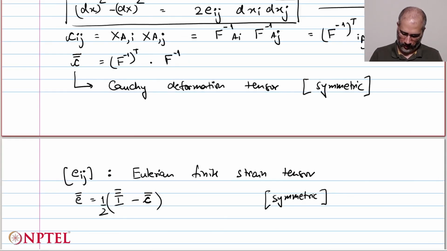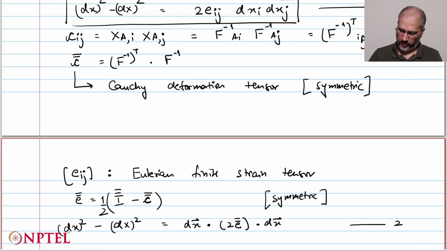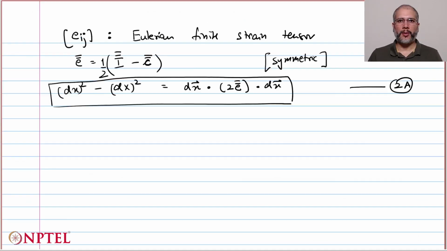And if I write this in the symbolic notation, it's d small x squared minus d capital X squared is d small x vector dot twice e tensor dot d small x vector, very analogous to what we did earlier. So this we'll call 2a, and I'll box this as well. While expressing the difference d small x squared minus d capital X squared in the Lagrangian coordinates, we defined the Green's deformation tensor and the Lagrangian finite strain tensor. And while expressing things in the spatial or the Eulerian coordinates in the second case, we defined the Cauchy deformation tensor and correspondingly the Eulerian finite strain tensor. Again, we have just defined them right now. We will study them in detail later to understand the information they contain.